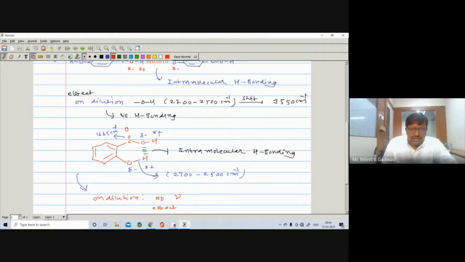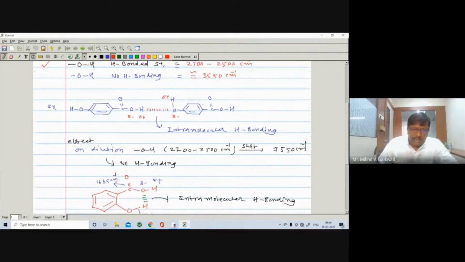Then the question arises, why does it not undergo shifting? Because here it is a single molecule. As it is a single molecule, even on dilution, the intramolecular hydrogen bonding will remain as it is. But in the previous example, on dilution, what happened? The two molecules will go away from each other, and here there is free hydrogen bonding.